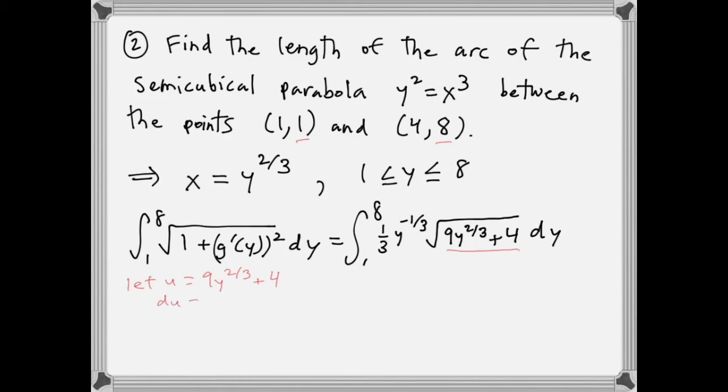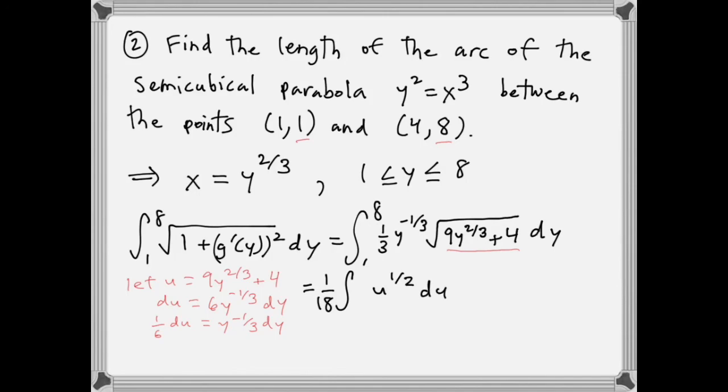So then what would du be? Du would be, if you take the derivative of that, you get 18 over 3, so that's 6y to the negative 1/3 and then dy. Or 1/6 du is y to the negative 1/3 dy. So what does this equal then? I have a 1/3 and I also have a 1/6 now, so this is going to become 1 over 18. I'm going to pull that out of the integral just so I don't have to look at it for a while. And I actually have u to the 1/2 du.